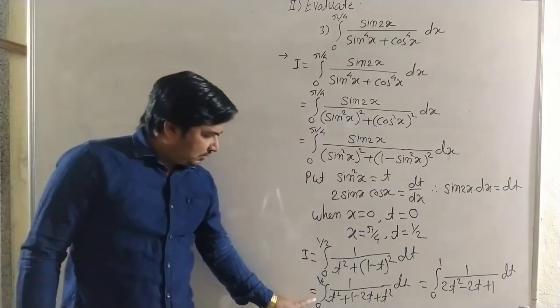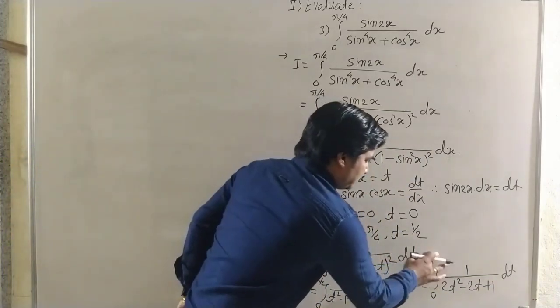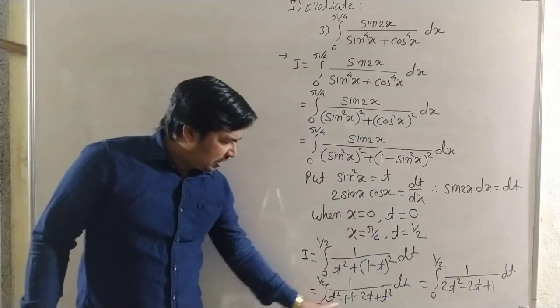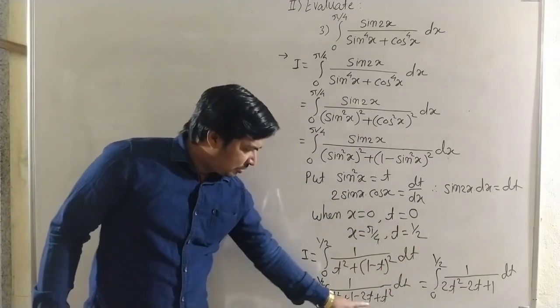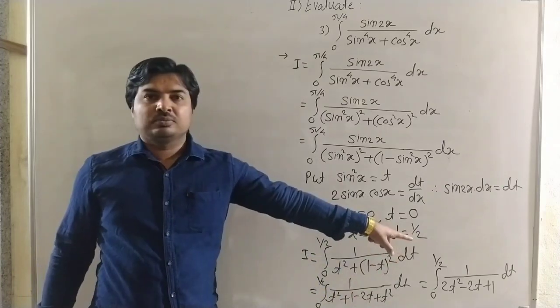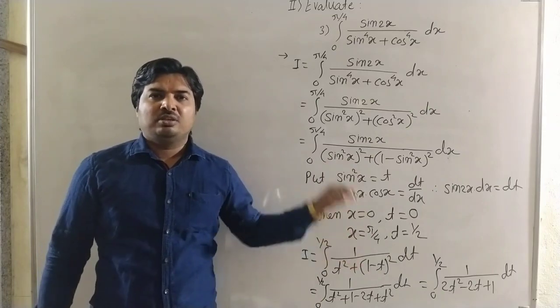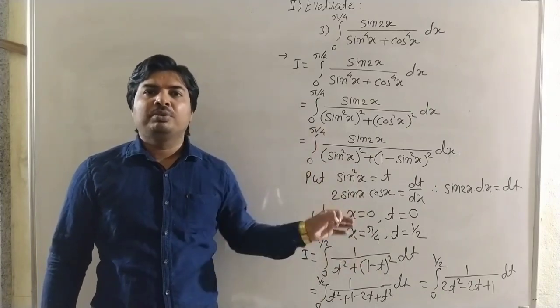See carefully this. It is 0 to 1/2, 1 upon 2t square minus 2t plus 1. Again it is 1 upon a quadratic function. This integral we can solve by using the completing square method.